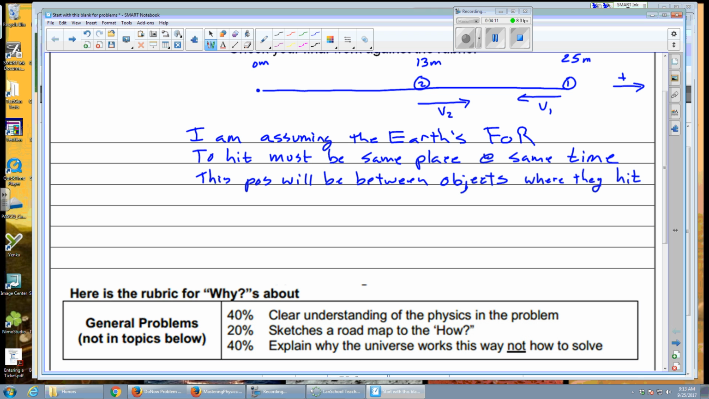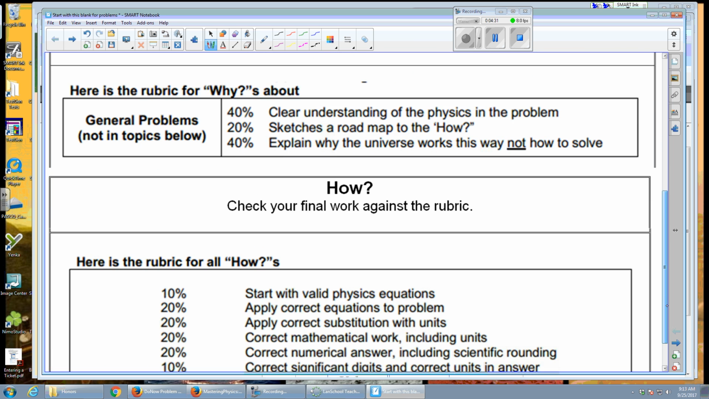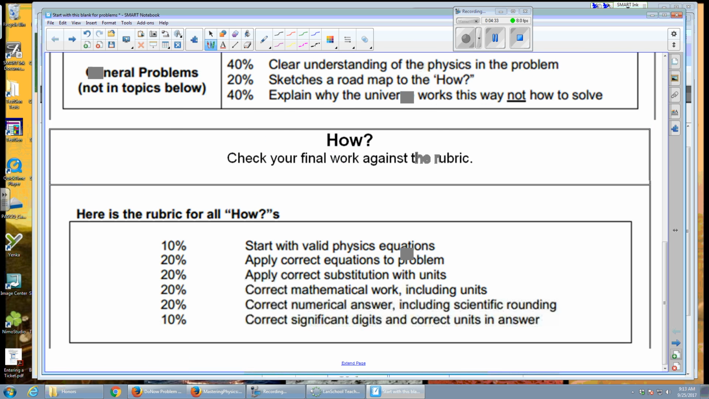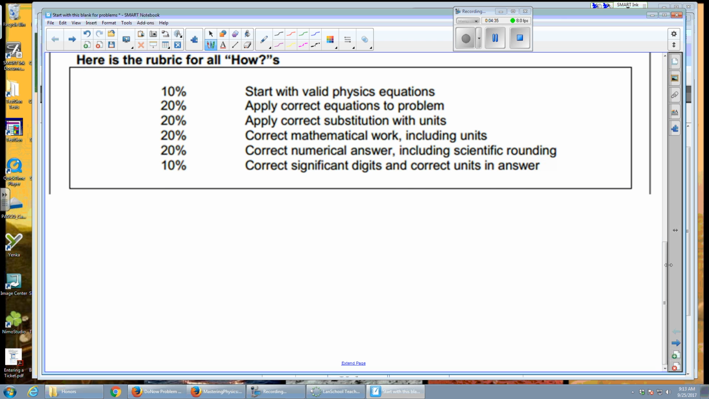I've shown a clear understanding of the physics. I've sketched the situation, so I've done some specific things to this problem, including my diagram, which will be included as part of my why. And I've shown how the universe works, not how to solve it. I think I'm good on the rubric. All right, so let's go down to the how, and I put the rubric for the how just at the top so that I would keep it in mind.